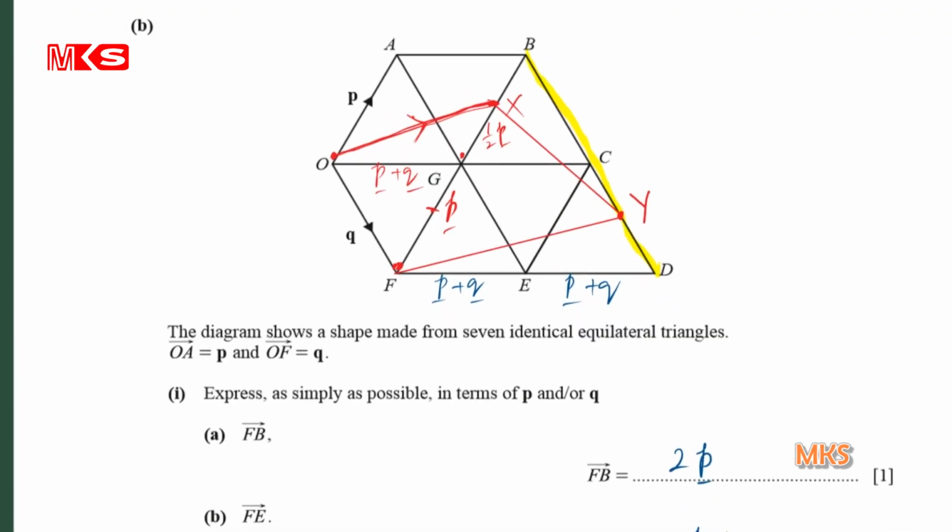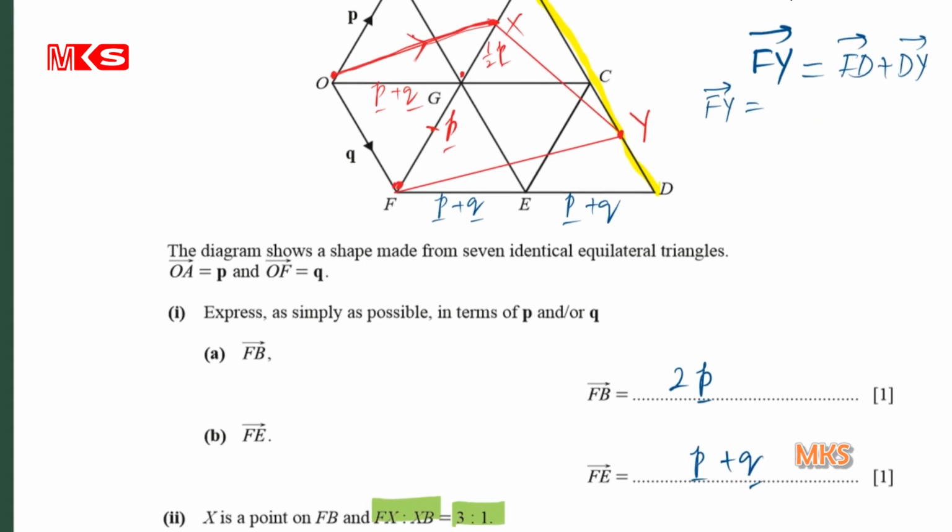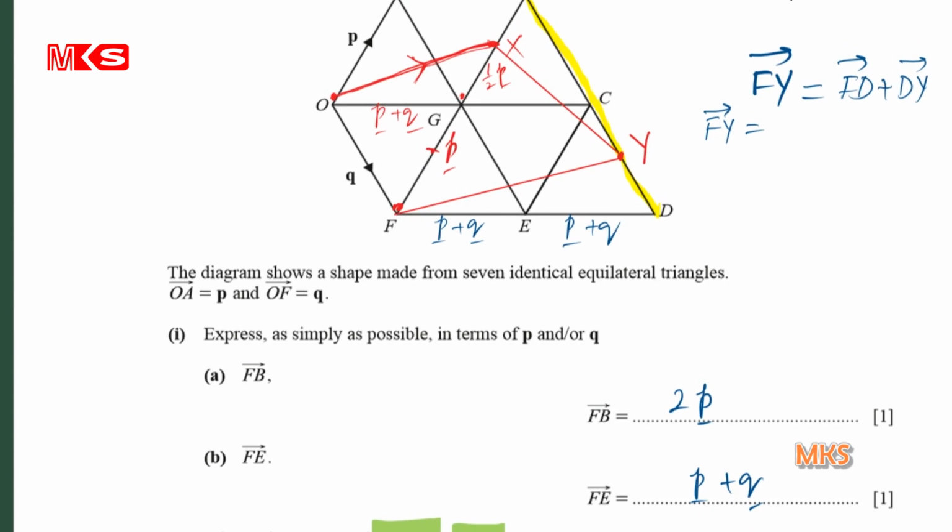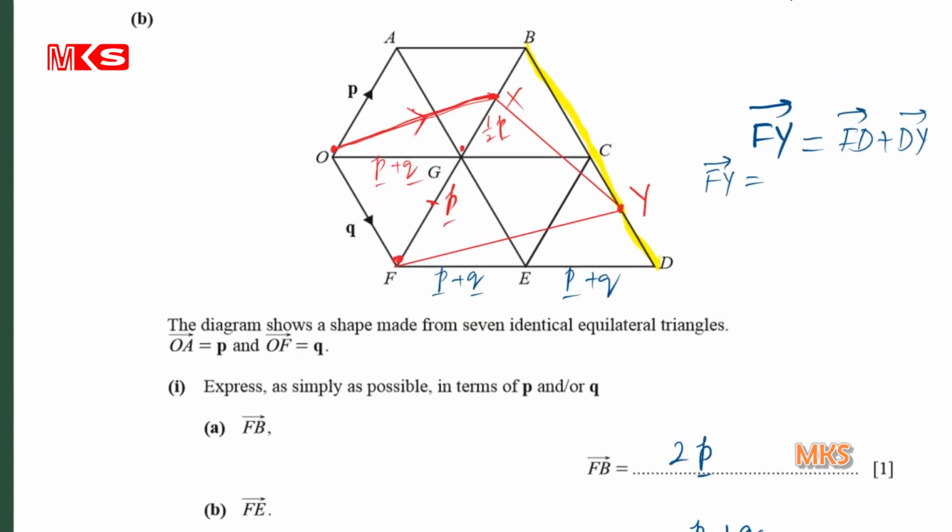And Fy will be equal to Fd plus dy. Fy, that will be equal to Fd. We have already got Fe in part 1, which is P plus Q. We have discussed this in detail. Fd will be twice of Fe, so that will be 2P plus 2Q.